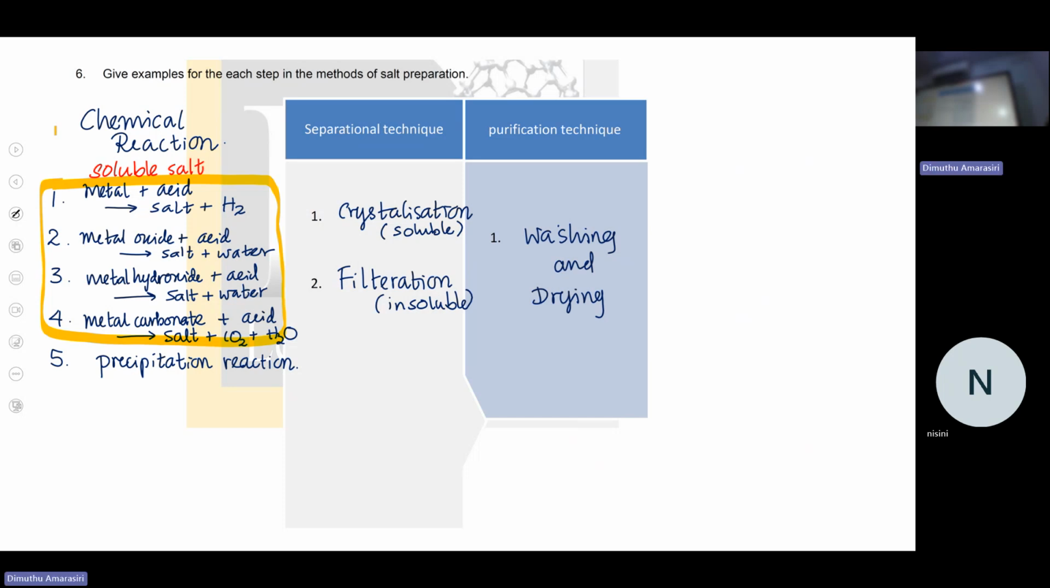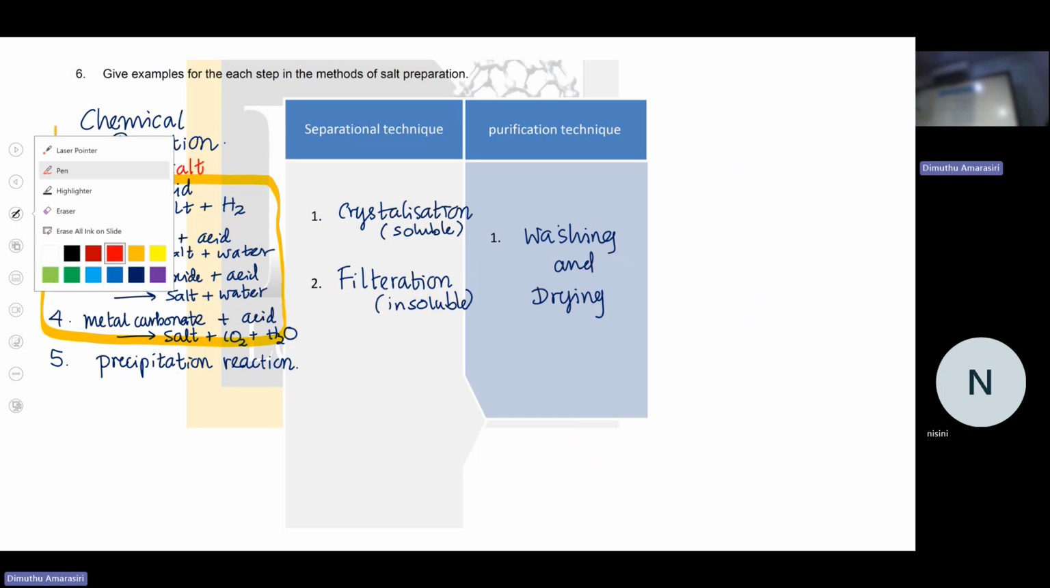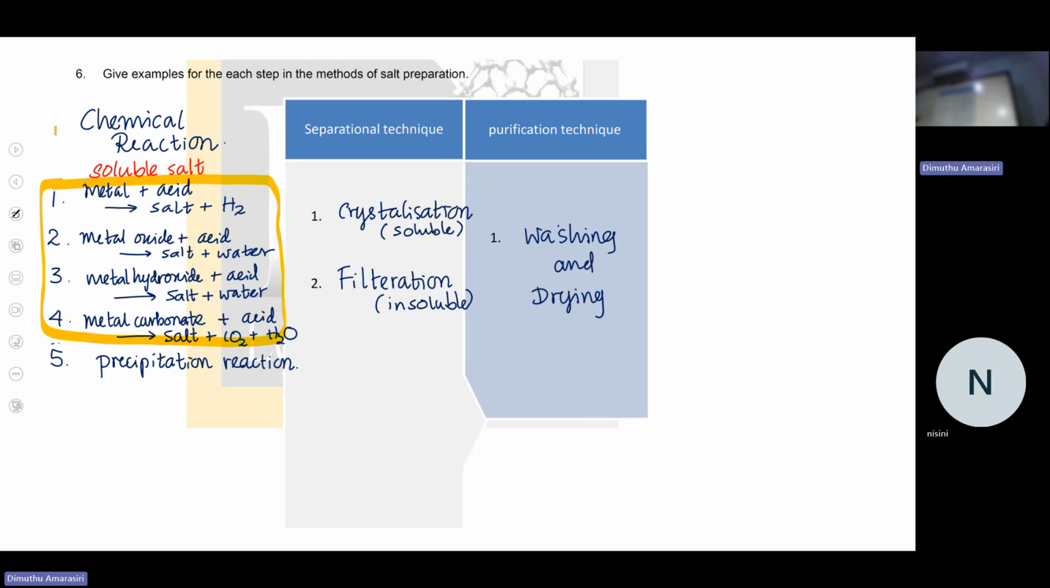Is that clear? If they ask you to prepare insoluble salt, then you choose the reaction called precipitation, which we'll be learning about next week. Insoluble salt. So that is a repair. Then after that, you have to crystallize. Your life is easy with insoluble salt. What you have to do? You have to do only what?